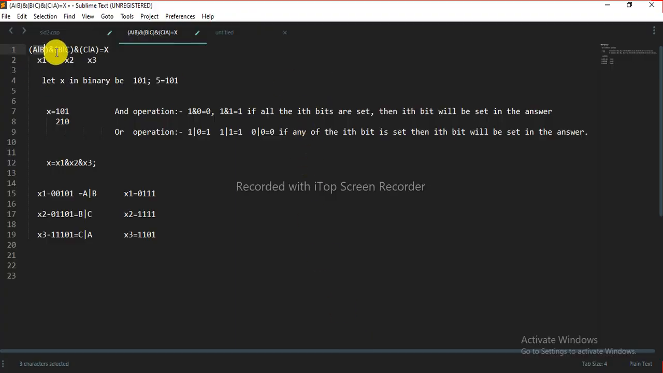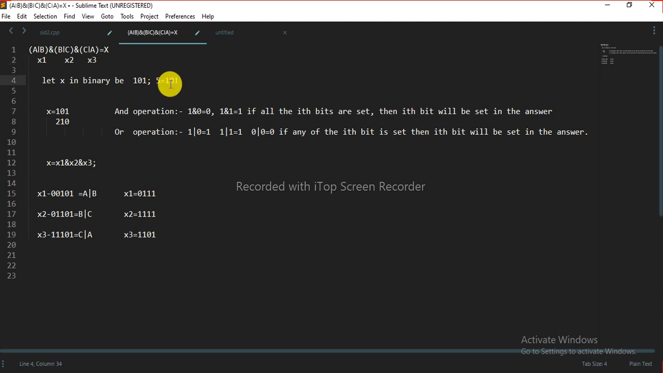So this is the formula. I am denoting A or B as x1, B or C as x2, and C or A as x3. So basically we are taking an example. Let x be 5. The binary of 5 will be 101.